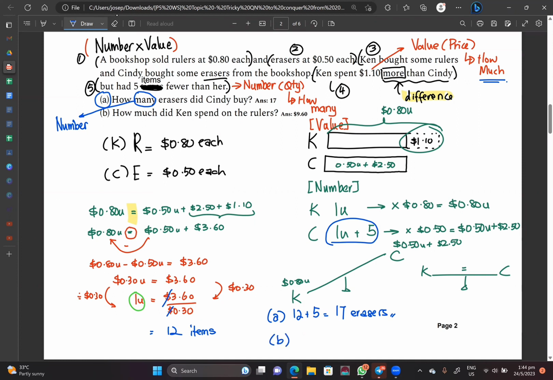And as for B, they ask for how much. So much is basically the value. So for Ken, again, go to value. Look at Ken. Oh, we don't even need this, right? Because we know that for Ken, he actually bought 12. And all I need to do is to just times 80 cents because Ken bought rulers at 80 cents each. So therefore, when you times that, you get $9.60. And therefore, your answer for B has to be $9.60.